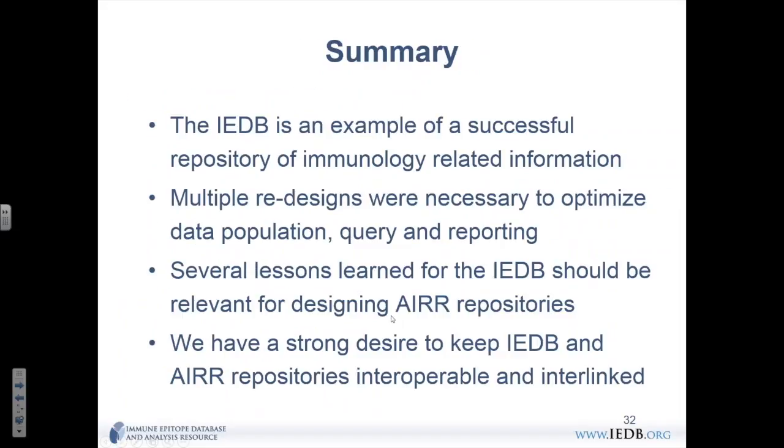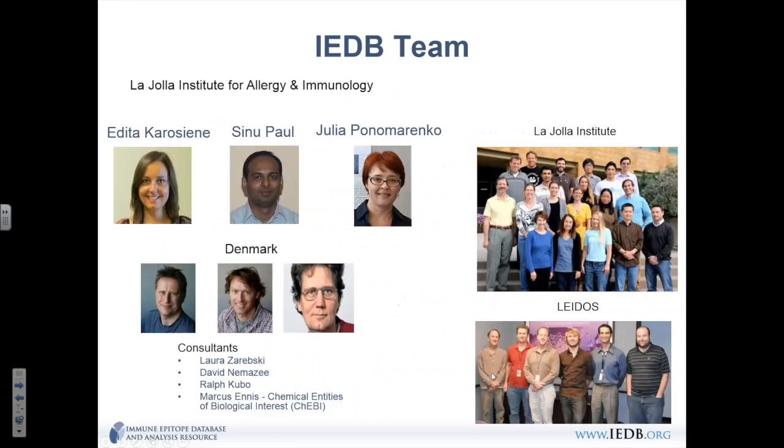So this is my last slide, or one before last. The IEDB is an example, in my mind, of a successful repository of immunology-related information. We had to go through multiple redesigns, and we made many errors to improve data population, query, and reporting. Some of these are, I think, lessons learned that are relevant for designing AIRR repositories, and we have a strong desire to keep any of these repositories linked to what we're doing in the IEDB, both ways. And obviously this is a team effort. This is our curation team. This is Leidos, who are doing much of the hardcore database handling, collaborators in Denmark, and postdocs in Milan. Thank you.